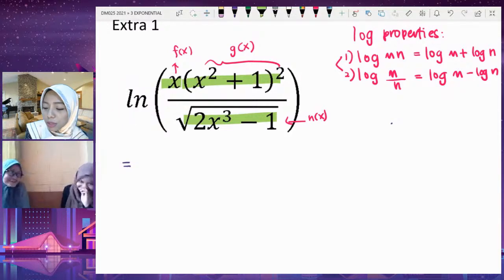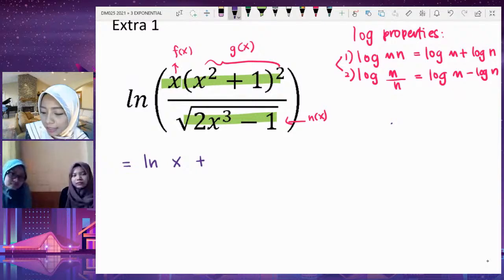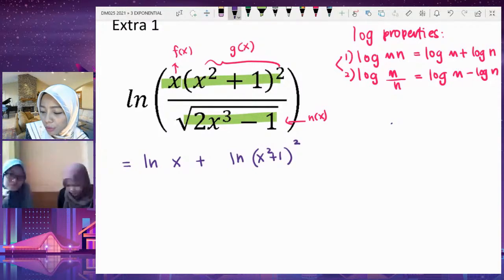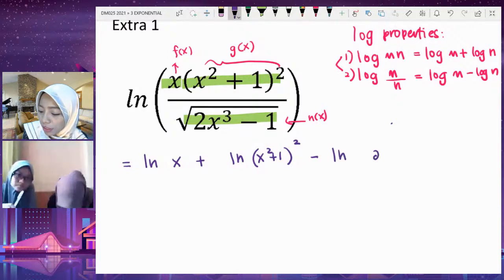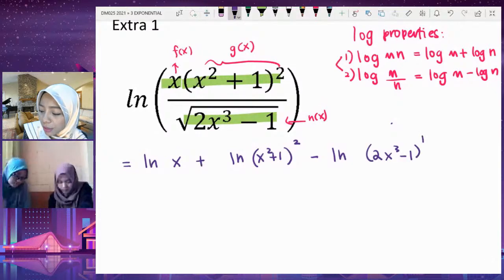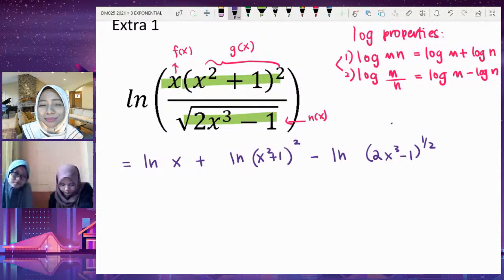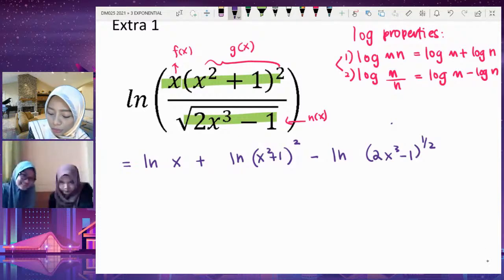Okay, so menggunakan log property, log x as ln x square plus 1 square. Agree? Agree ke tak you all? Okay, and then minus with ln 2x cube minus 1 set. Which set ini is actually 1 over 2. Okay, and then we continue. Okay, masih menggunakan log properties lagi.